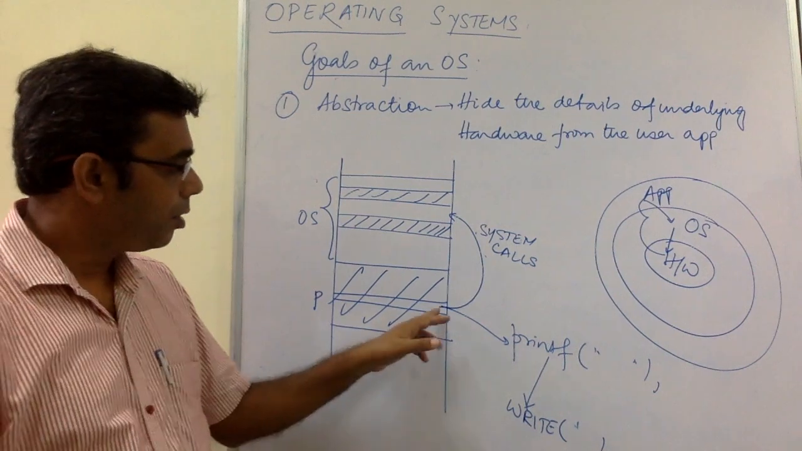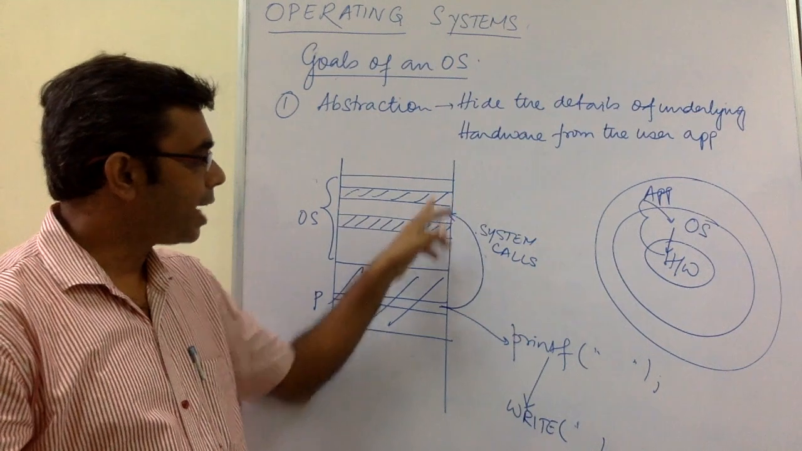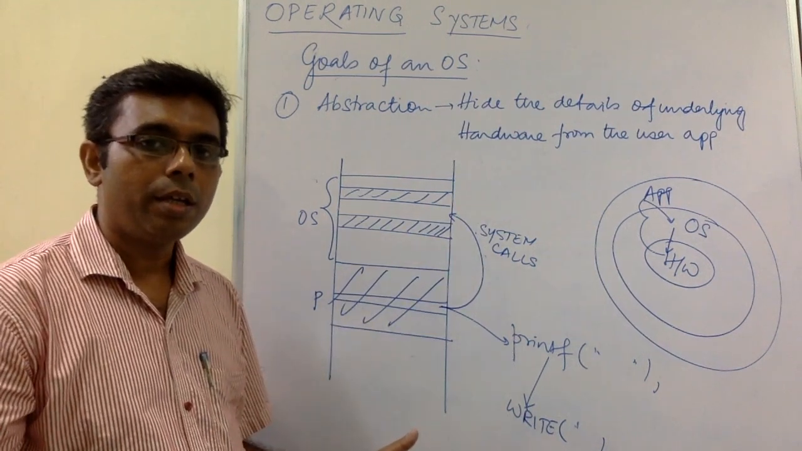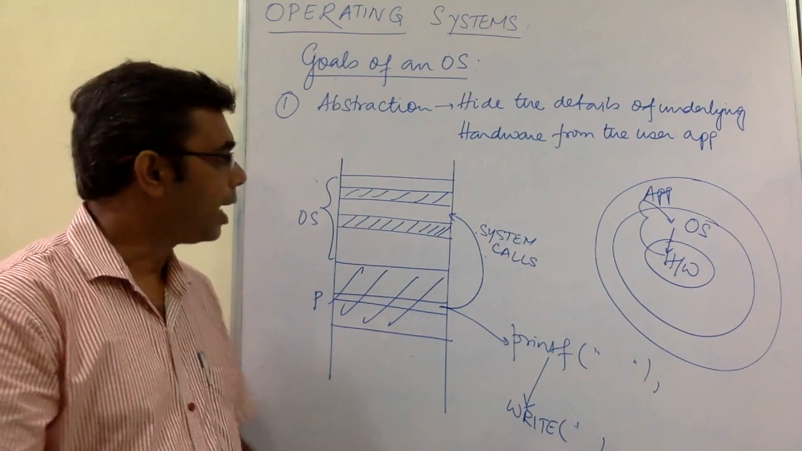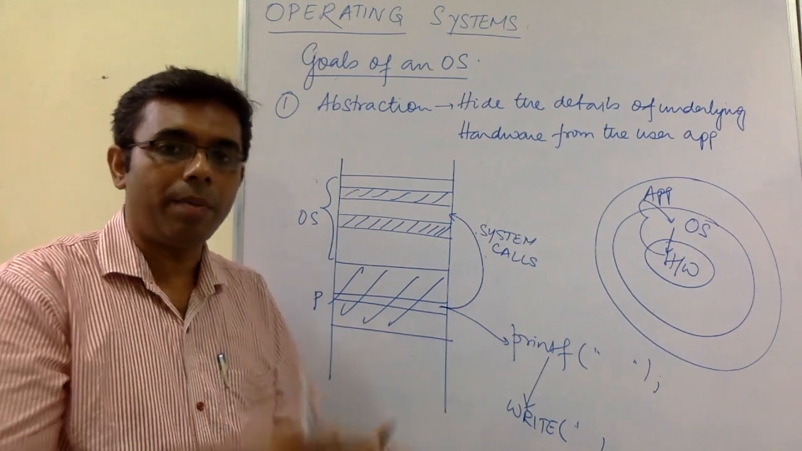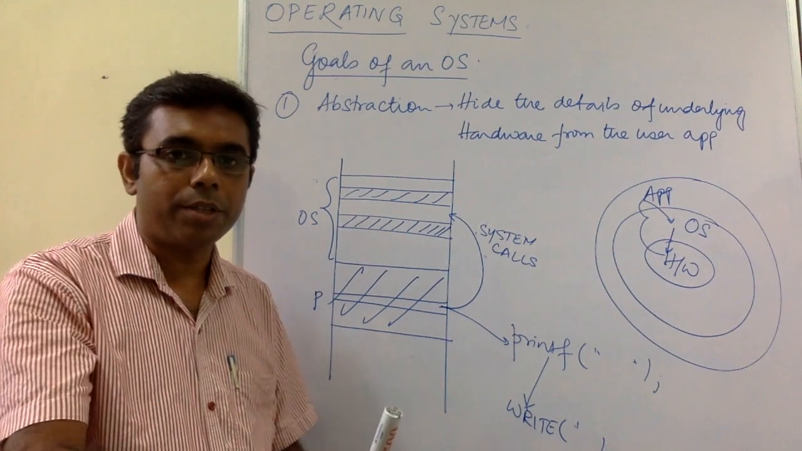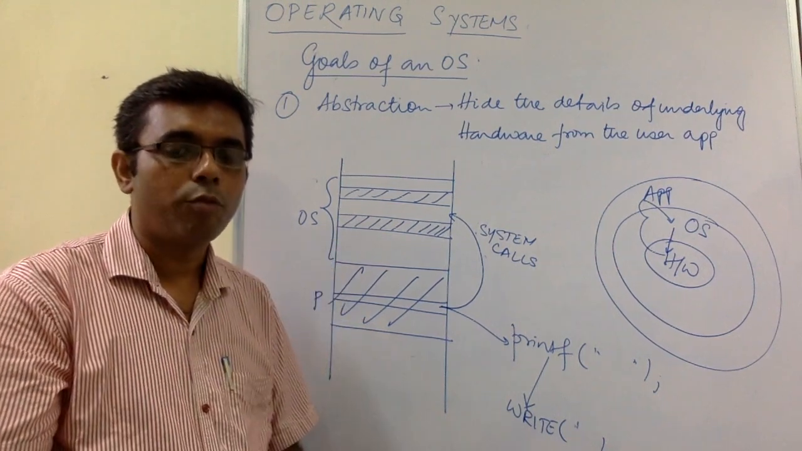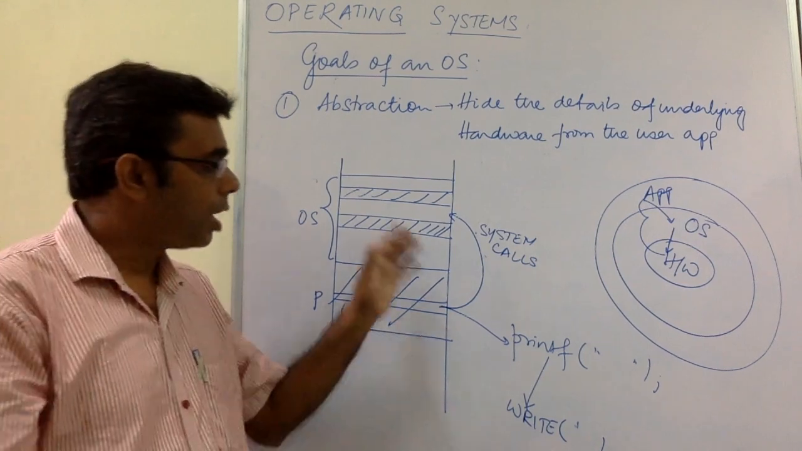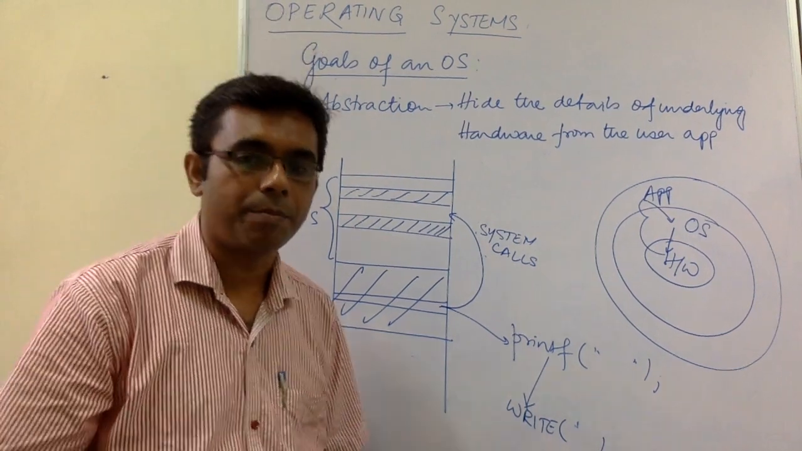Now, looking at that particular request, the system call, the OS identifies which particular IO or which particular hardware this request is for. Accordingly, it maintains a data structure, a table kind of structure, where it looks up and finds out which code it should execute, and executes that for the application. So this is how the OS ensures abstraction.